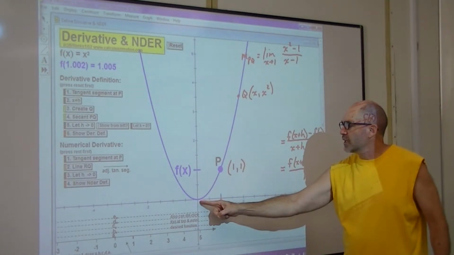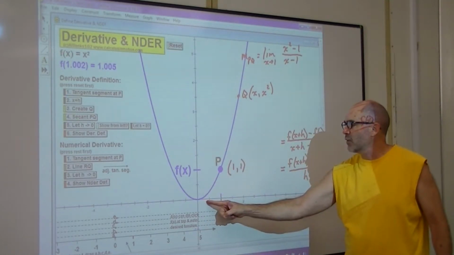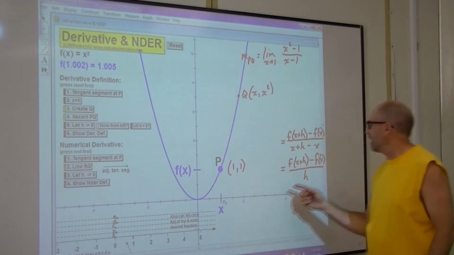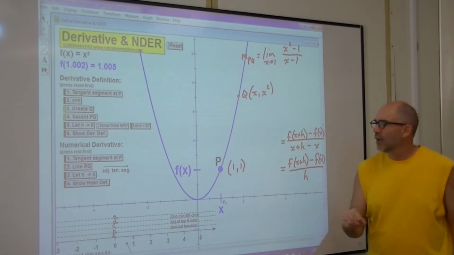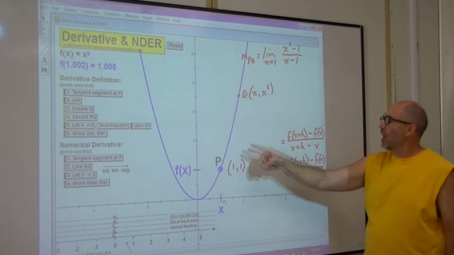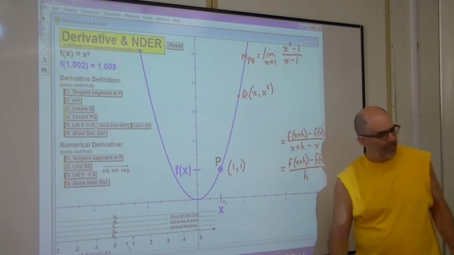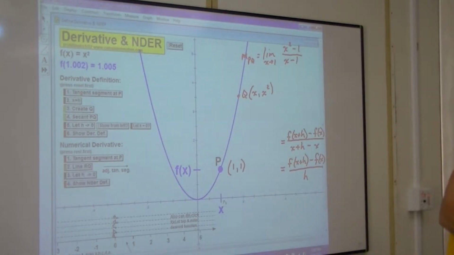Now, if we let Q slide closer and closer to P, in other words, we're letting this h value get smaller and smaller, or we're letting x approach 1 from the left, then notice what happens. You put in 0.5, your slope is 1.5. You put in 0.9, your slope is 1.9. You put in 0.99, your slope is 1.99. Put in 0.999, once again 1,000th away, and your slope is 1.999.